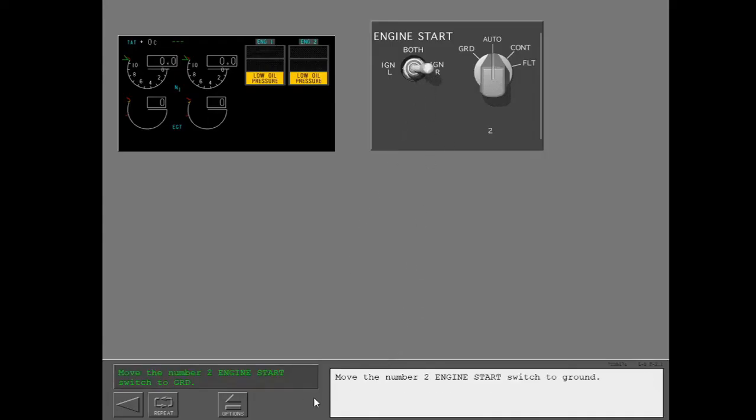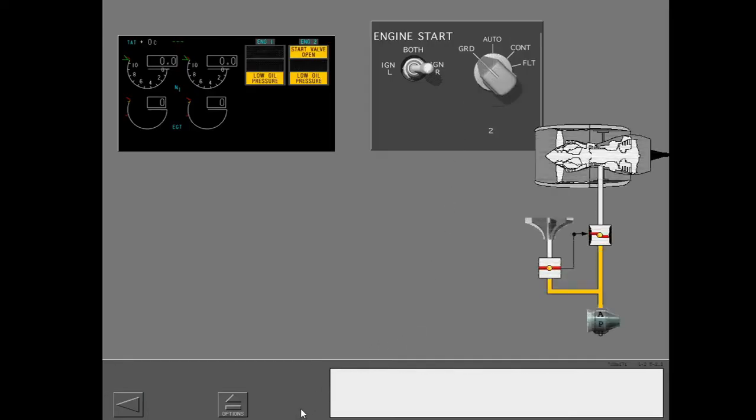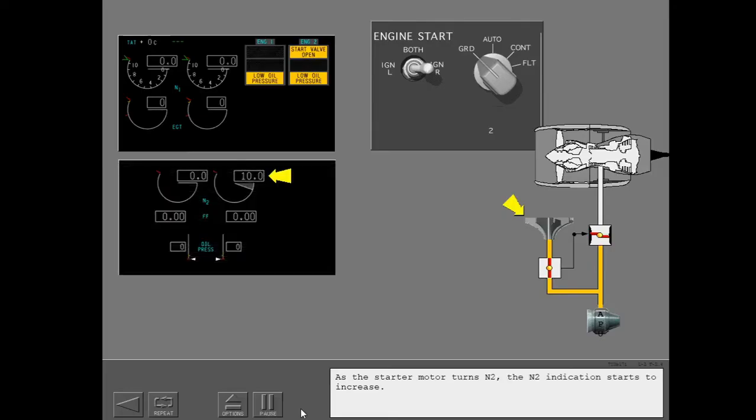Move the number 2 engine start switch to ground. The start valve opens, and the start valve open alert shows on the engine display. As the starter motor turns N2, the N2 indication starts to increase.